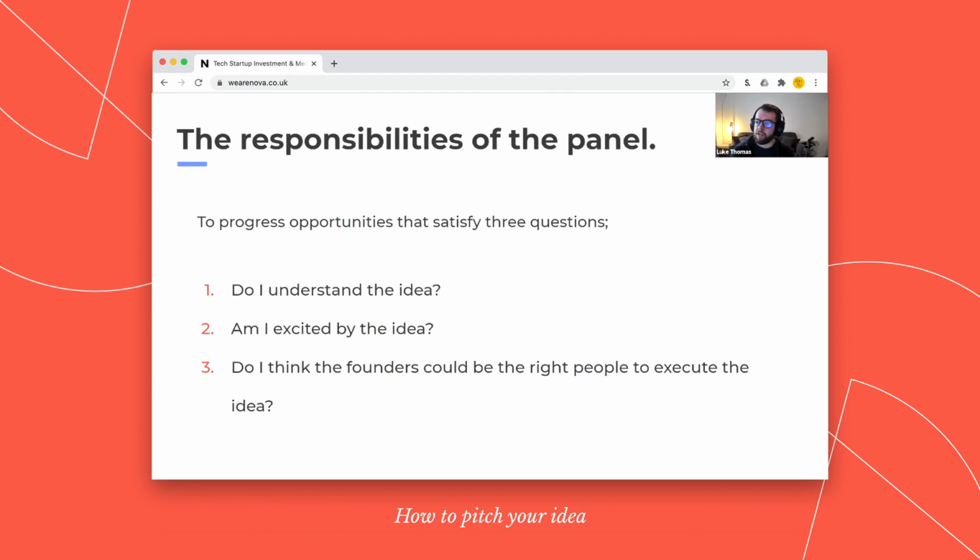When I hear pitches that are confusing, it's because people are trying to merge all of this into one thing. They're trying to get me to understand it and be excited by it and to convince me that they're the right people. I actually think when you've got 5 minutes, it's worth breaking it down into those component parts and making sure that you've built the right message as you develop.